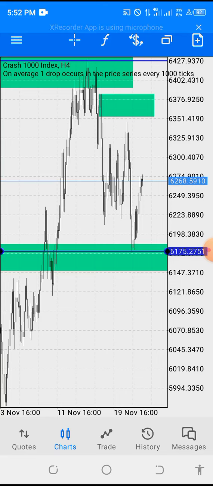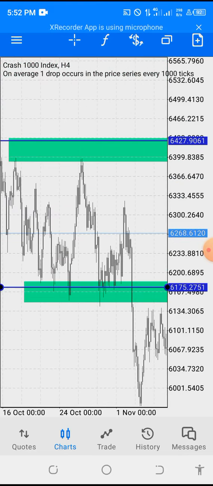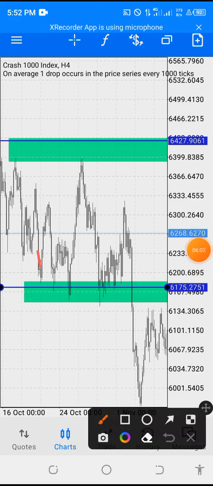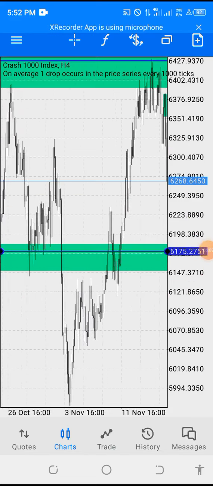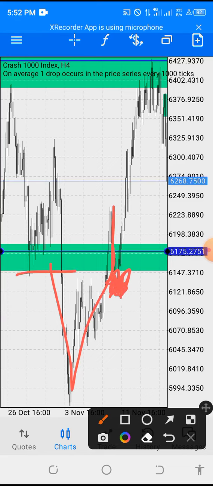Now let's see what happened here. Now we have this great support here. Notice that we have this support. This is a very strong support. This support actually broke at the time, as you can see. This support broke, went back up, then still held this. This support still held here. As you can see, then it went up again.